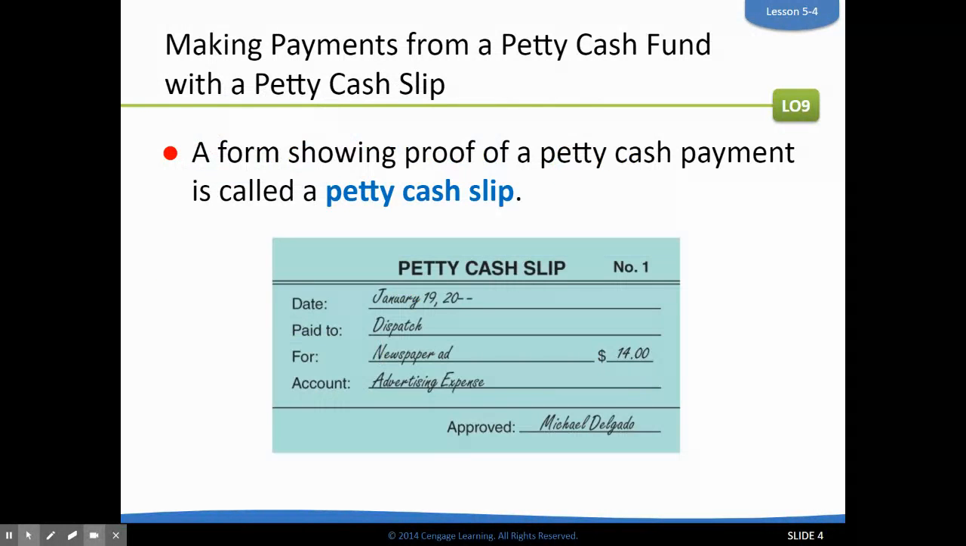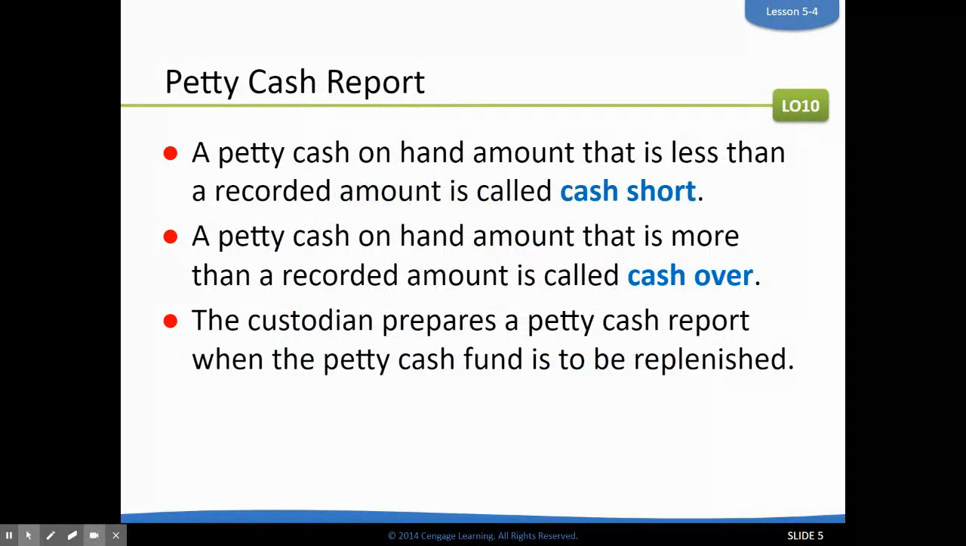Making payments from a petty cash fund. So we have these petty cash slips. They look like this. Mine don't look like that, but basically they have the same stuff. They're numbered so that you have proof. There's the date, what it's paid to, what it's for, the amount, and then what account it's going to be under and who approves it. That's where I would sign, or whoever you give authorization to use the petty cash would sign. Then when you get a receipt, of course, you're going to attach your receipt to that.